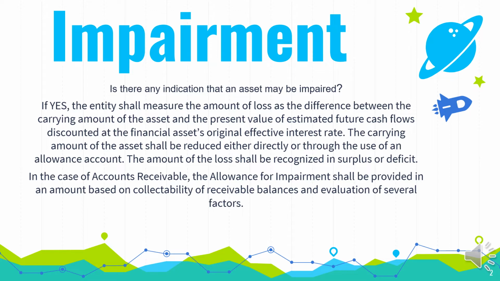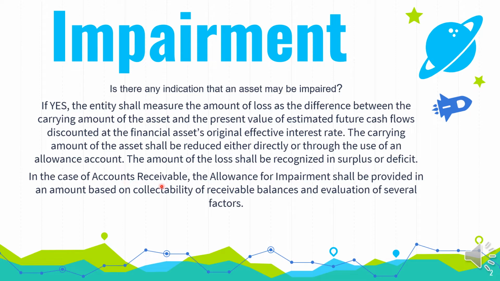So this leads us to a question, is there any indication that an asset may be impaired? If the answer is yes, the entity shall measure the amount of loss as the difference between the carrying amount of the asset and the present value of estimated future cash flows discounted at the financial asset's original effective interest rate. The carrying amount of the asset shall be reduced either directly or through the use of an allowance account. The amount of the loss should be recognized in surplus or deficit.